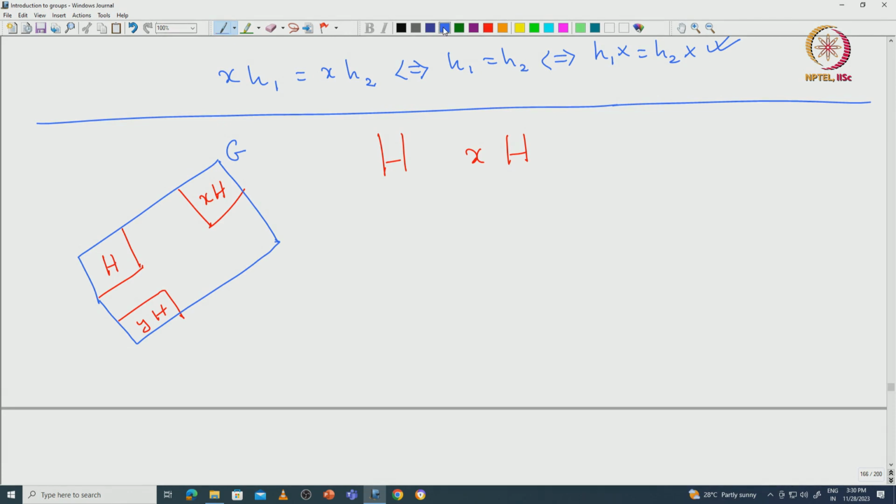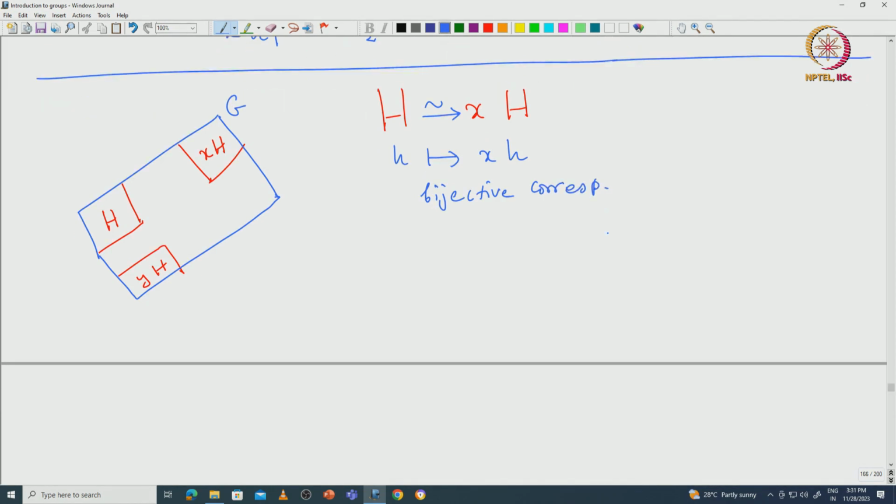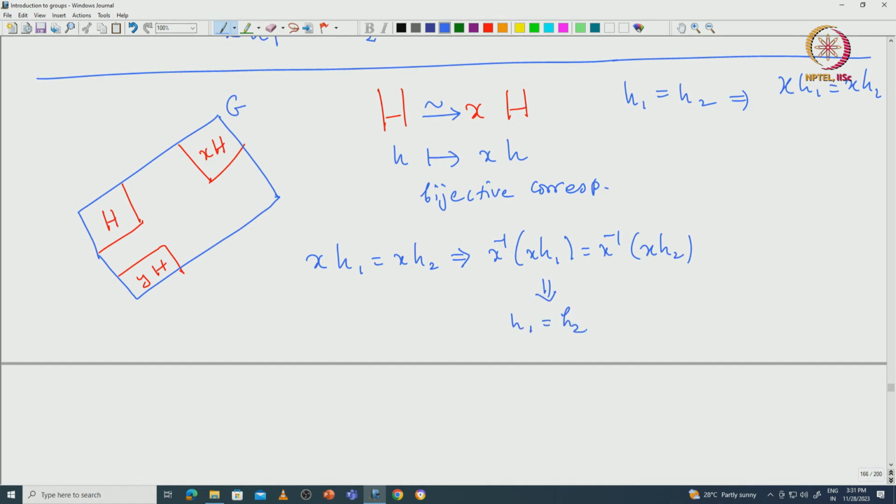That means there is a natural bijective correspondence between them, and that correspondence is given by h goes to xh. Let us verify this. How do we verify that this is a bijective correspondence? For example, it is a well-defined map, because h1 equal to h2 implies xh1 equal to xh2 by doing left multiplication by x. And suppose xh1 equals xh2. Then multiplying by x inverse on both sides, we get h1 equals h2. That means this map is injective as well as well defined.